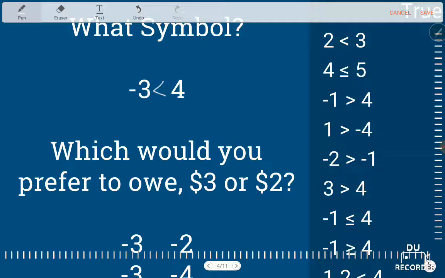So the sign goes this way. This is the smaller end. This is the bigger end. Okay, so -3 is less than 4. In fact, I can really say any negative number is going to be smaller than a positive number. You can think just about the number line. No matter where you are on the negative side, you're always going to be further to the left than if you're somewhere on the positive side.